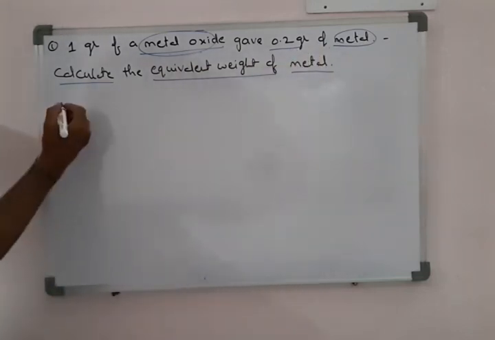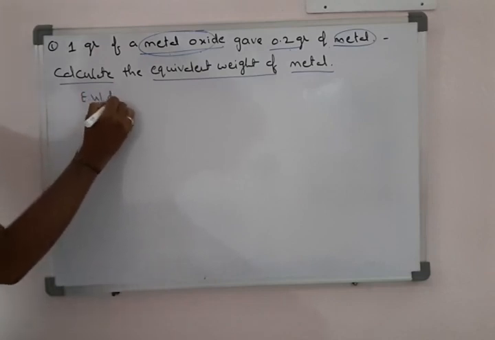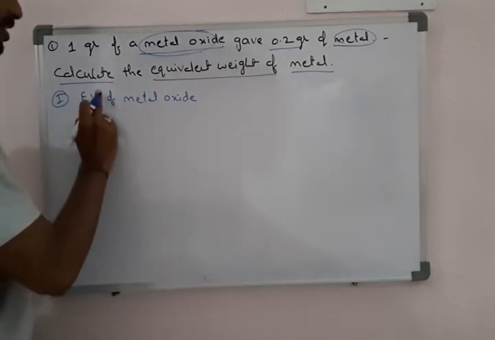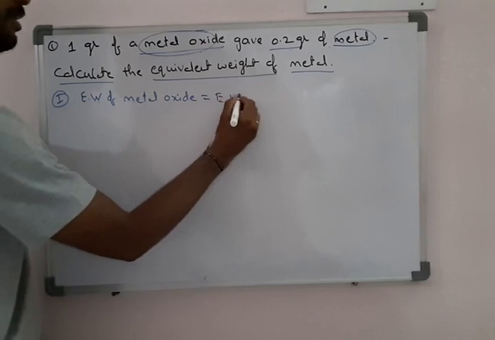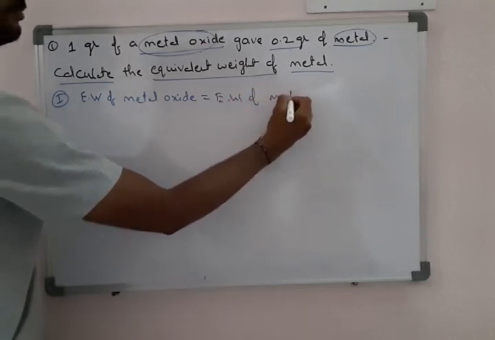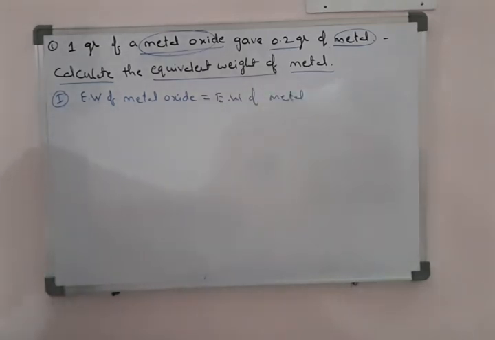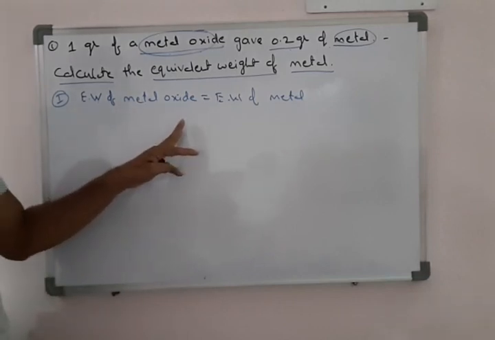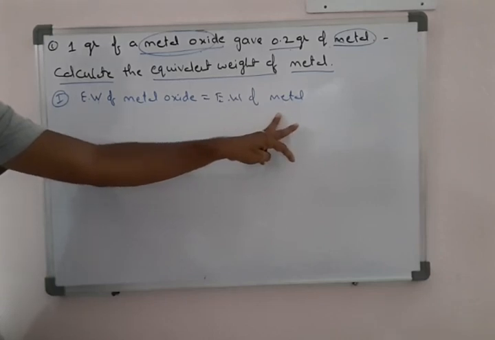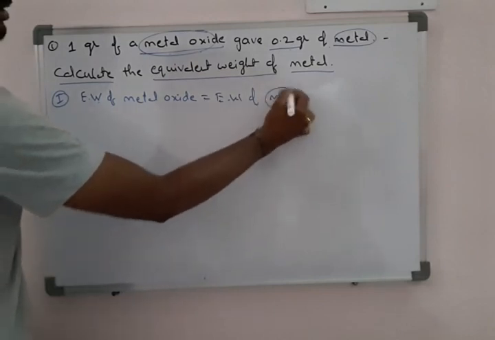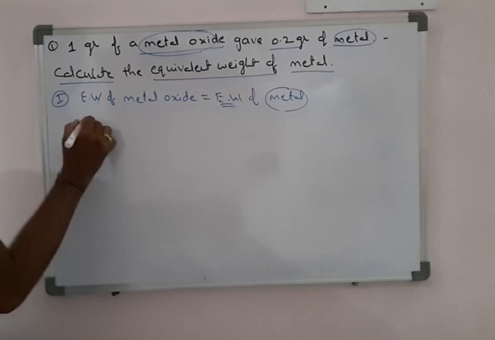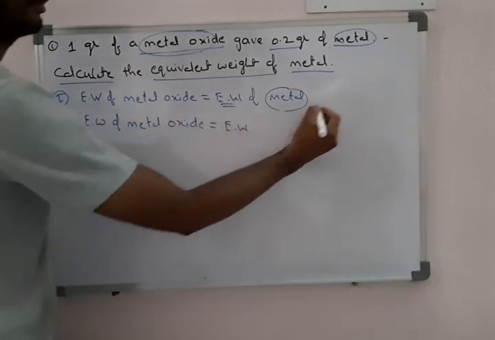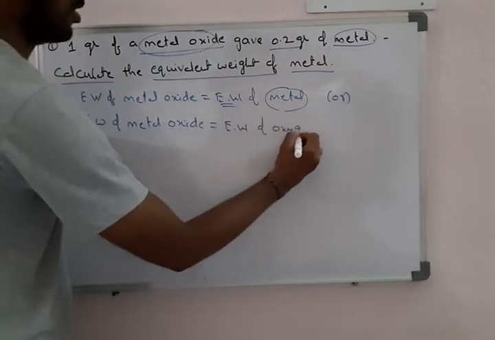So here we can write equivalent weight of metal oxide. So this is the first method. Here also there are two methods present. So follow the first method first. Equivalent weight of metal oxide is equal to equivalent weight of metal. As we don't know the equivalent weight of metal, we can write another formula, that is, equivalent weight of metal oxide is also equal to equivalent weight of oxygen.